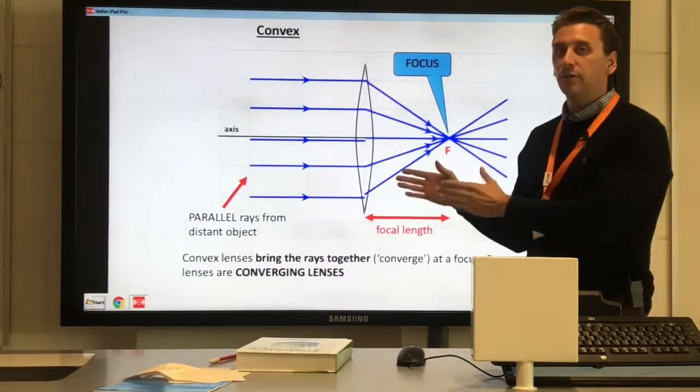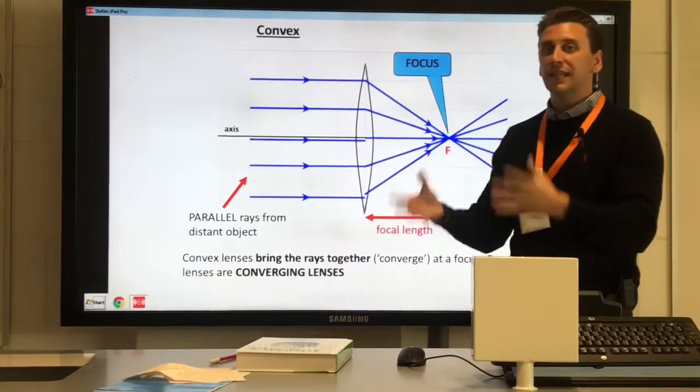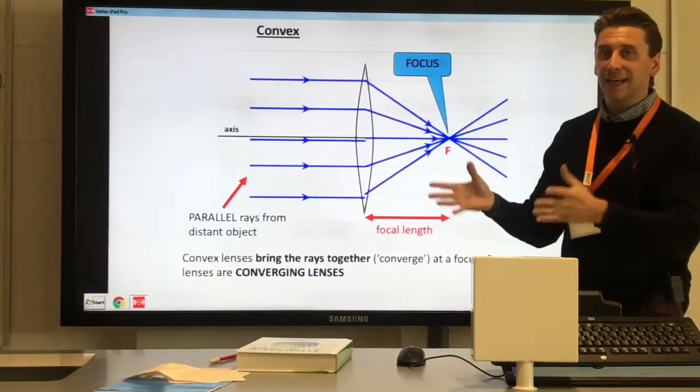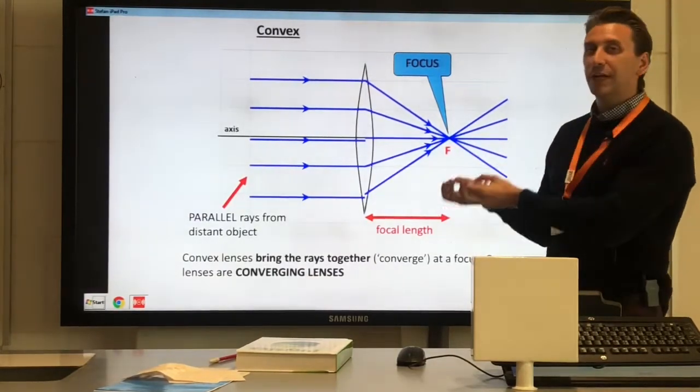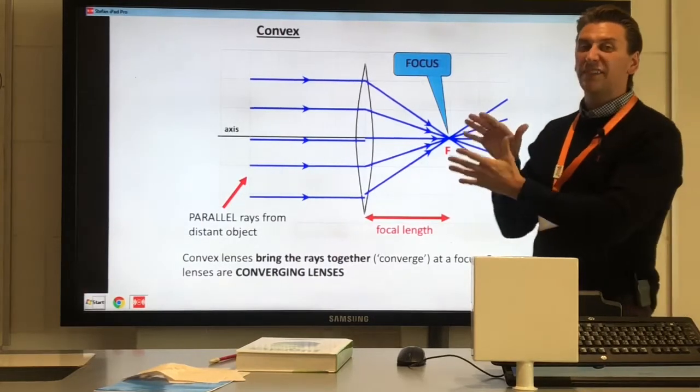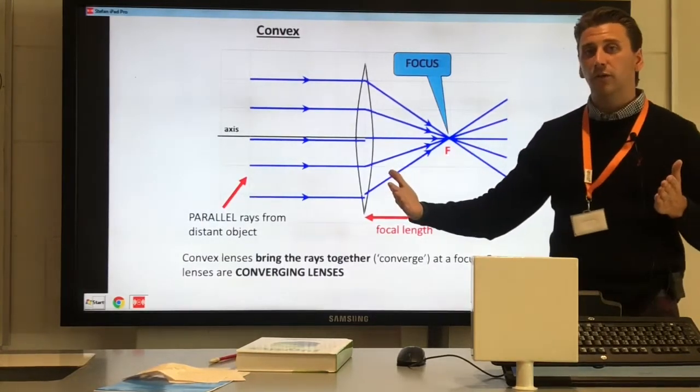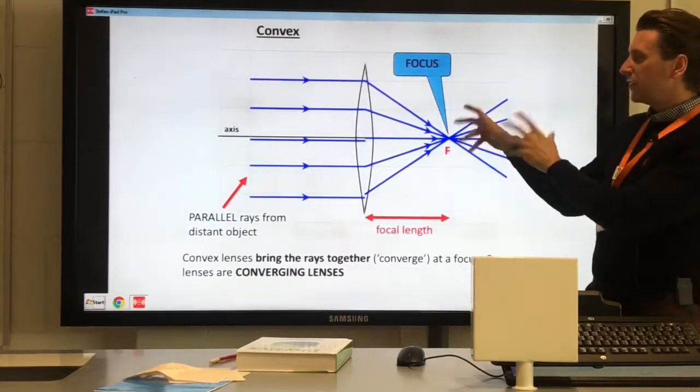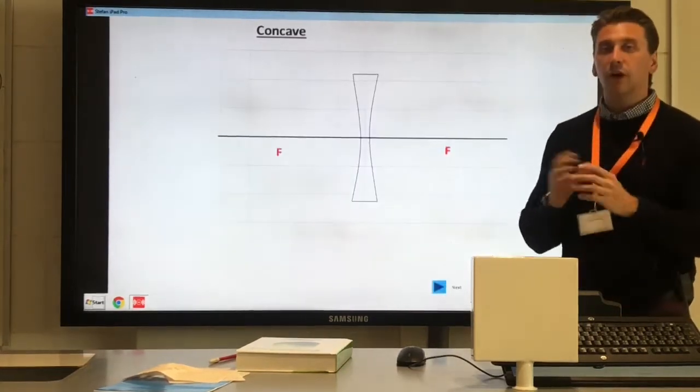If it's more powerful, it refracts light more. If it's less powerful, it refracts light less. And obviously, if it's more powerful, then it has a shorter focal length. And if it's less powerful, it has a longer focal length. Okay? And that's all we need for this first simple diagram through the convex lens.